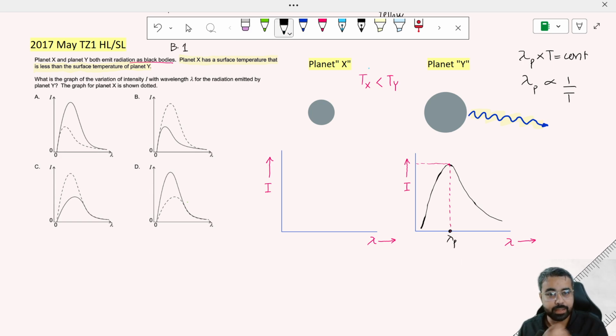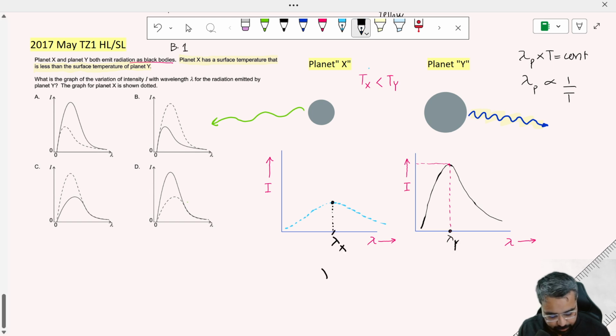And as planet X has a lower temperature, it will radiate less energy than planet Y. If it is radiating less energy, it means that it will radiate longer wavelength. So I'm assuming that green is the light which carries the maximum energy. As I told you, it will radiate less energy, so its curve should be comparatively flat. So lambda x must be more than lambda y. Why? Because the temperature of X is less than the temperature of Y. According to Wien's law, both are inversely proportional.